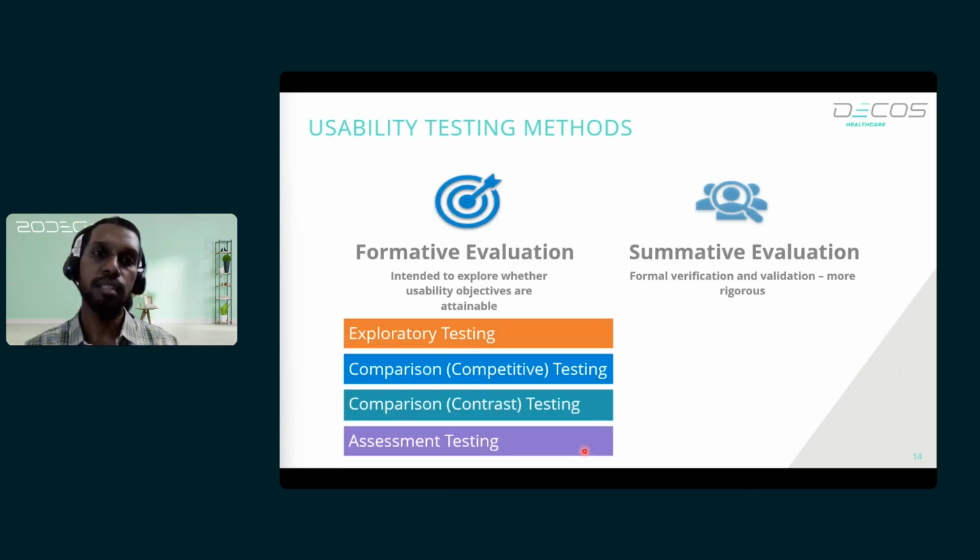Once we have done this, the usability testing methods would generally involve two evaluations. One is formative, another one is summative evaluation. Formative evaluation will take place at a very early stage of device development. Formative evaluations would involve four tasks.